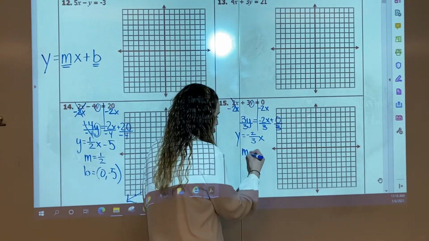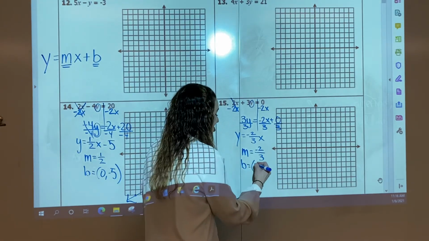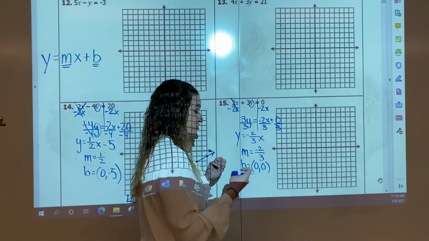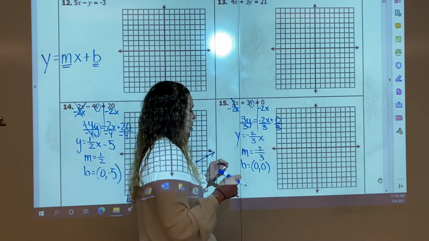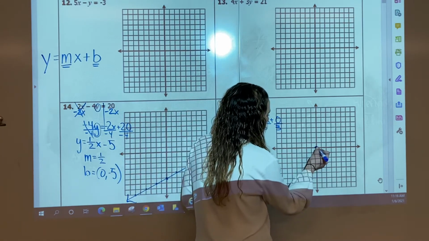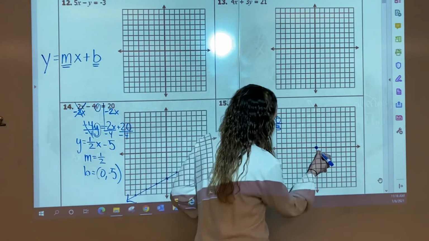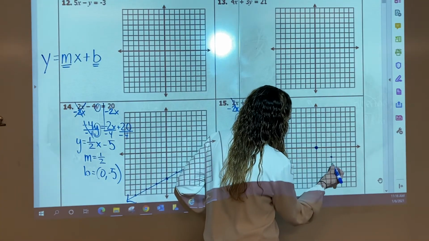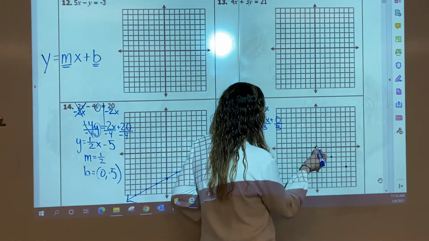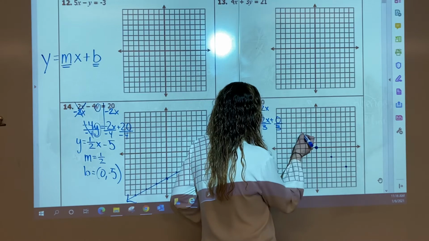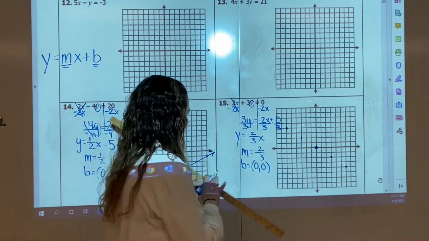So my m is going to be negative 2/3. My b is going to be 0, 0. As long as you know that plus 0 here is the same as this, you're good to go. Let's start at our origin, because that's our y-intercept in this case. Then we're going to go down 2 to the right 3. 2, 3, down 2, 1, 2, 3. I'm going to go up 2 to the left 3. 3, up 3, 1, 2, 3. Stop there. Draw my line.